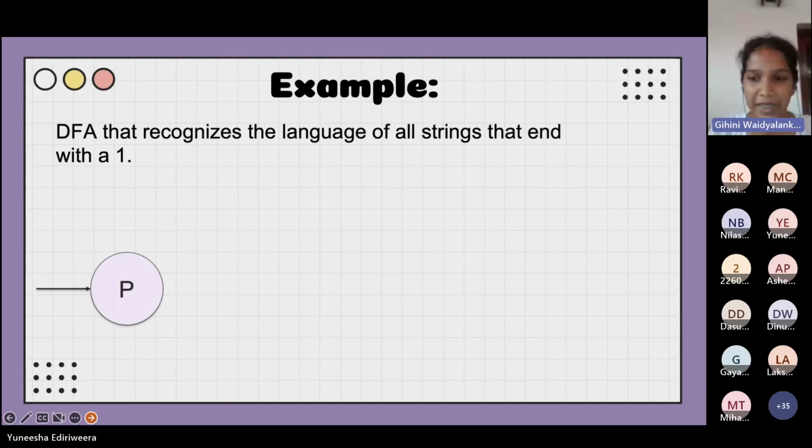Next slide, please. Okay. So first we'll start with our initial state. I have named the initial state P. To represent that this is the initial state, I have drawn a circle and an arrow pointing to it. Now we'll see what will happen when we get inputs such as 0 and 1. Next slide.